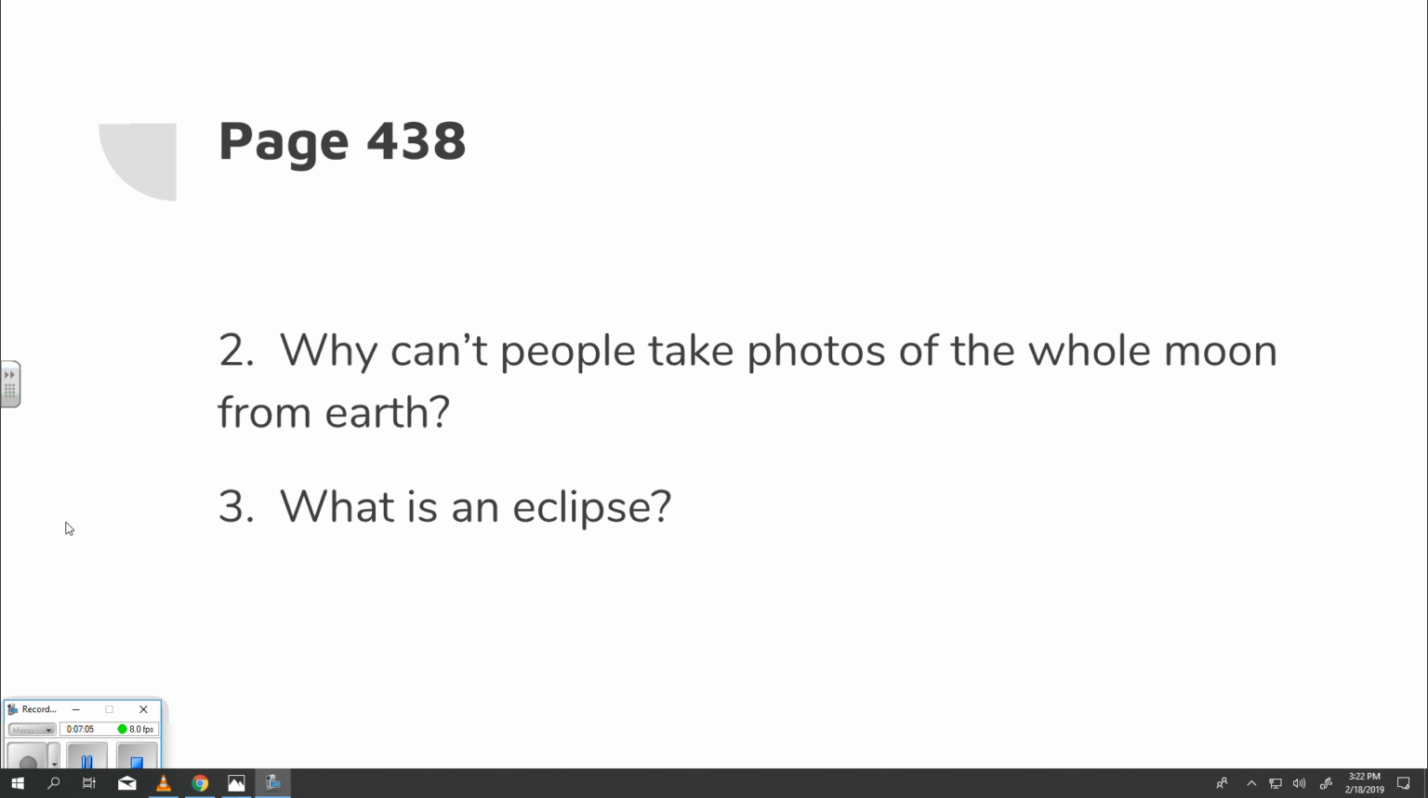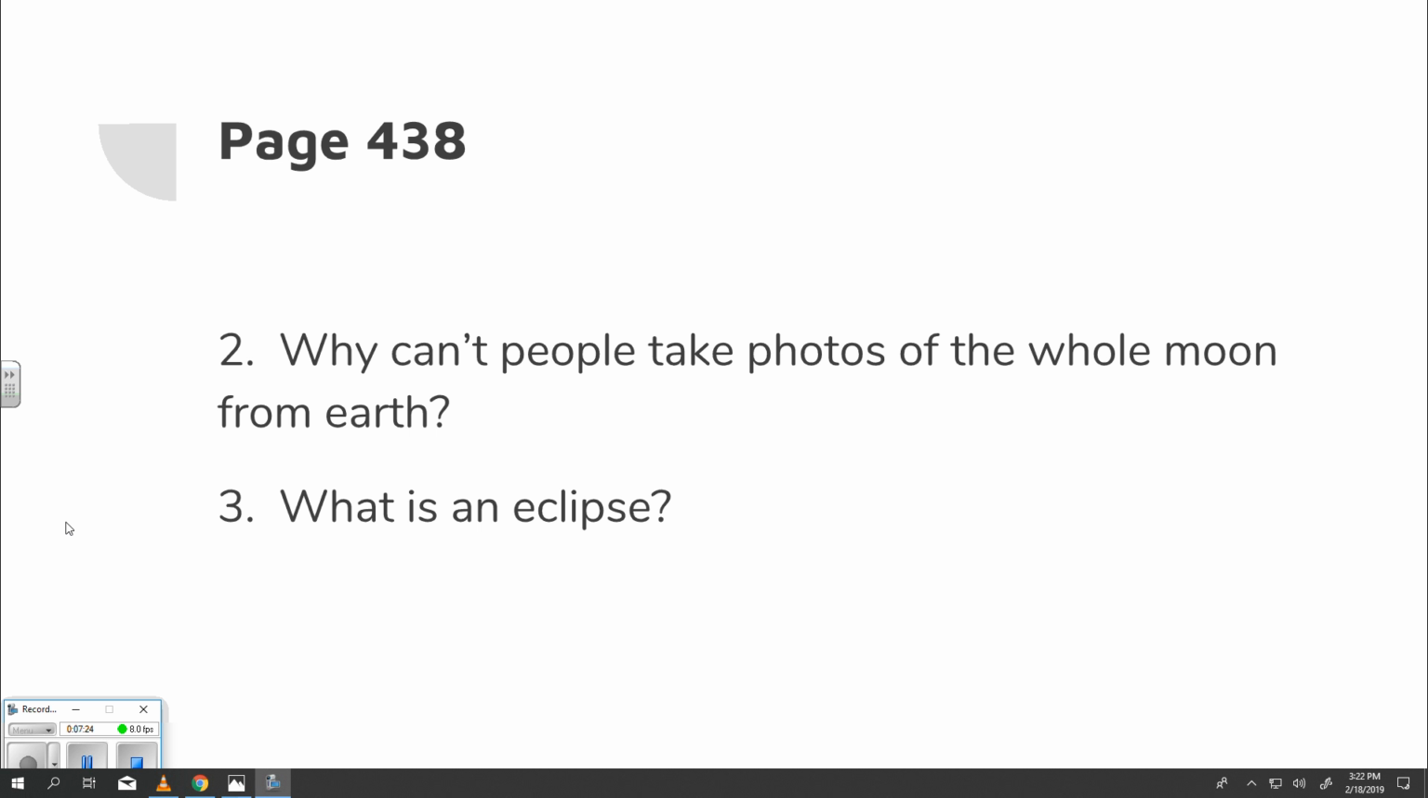What is an eclipse? Bodies that orbit the sun, including Earth and the moon, cast long shadows into space. When one body passes into the shadow of another body, an eclipse occurs.